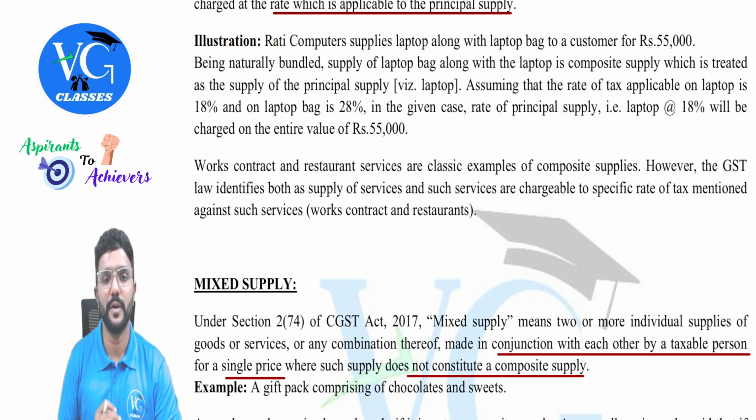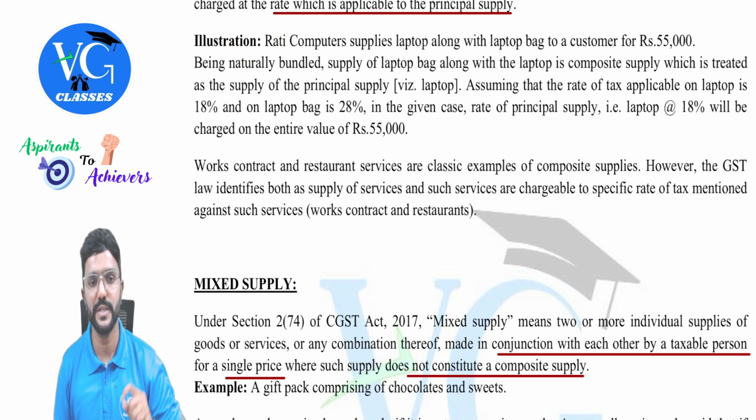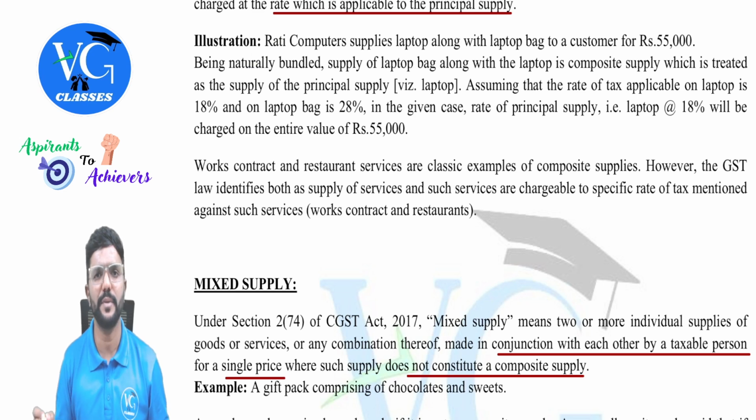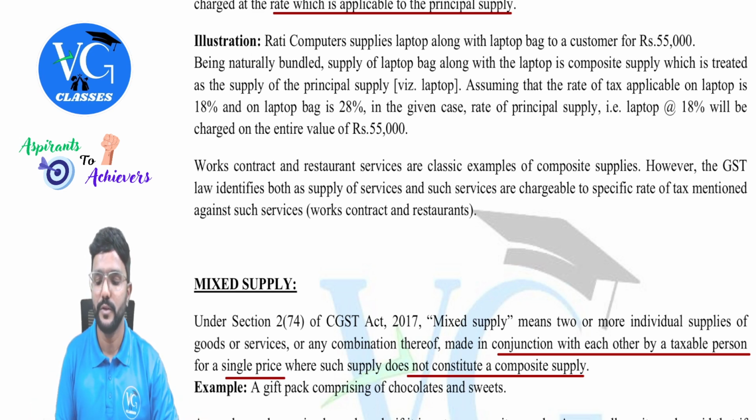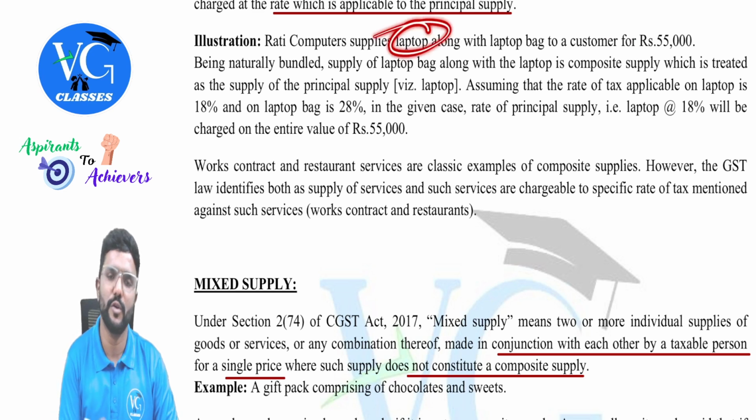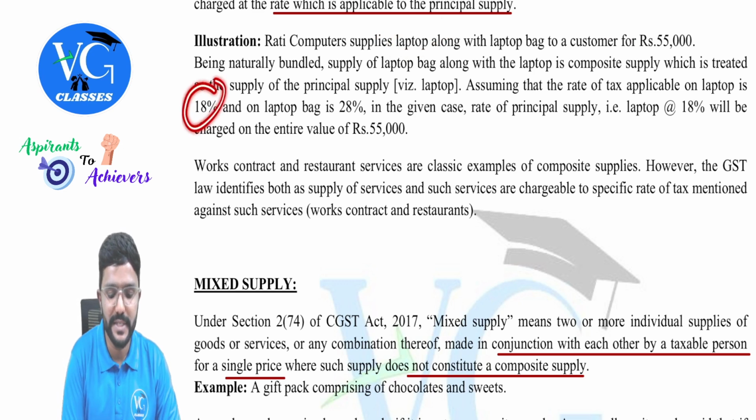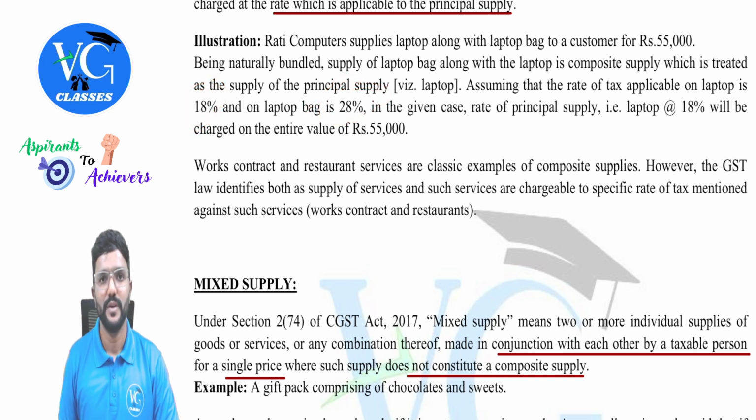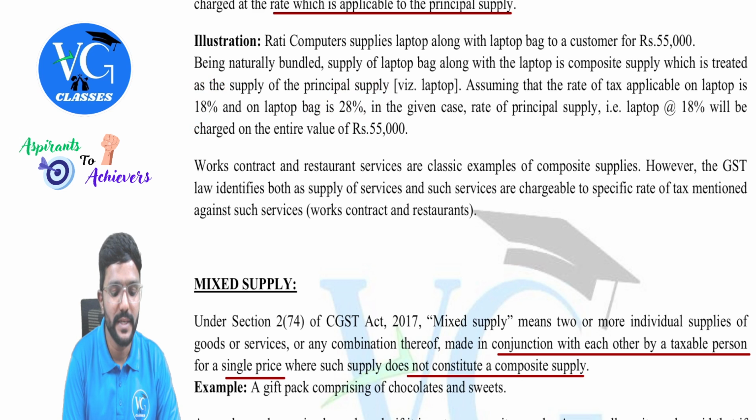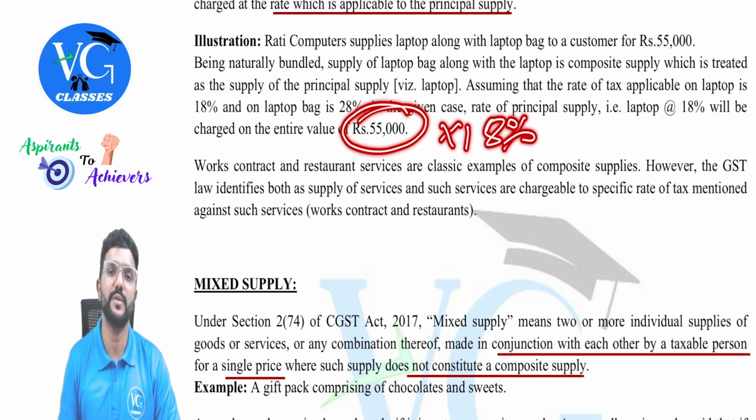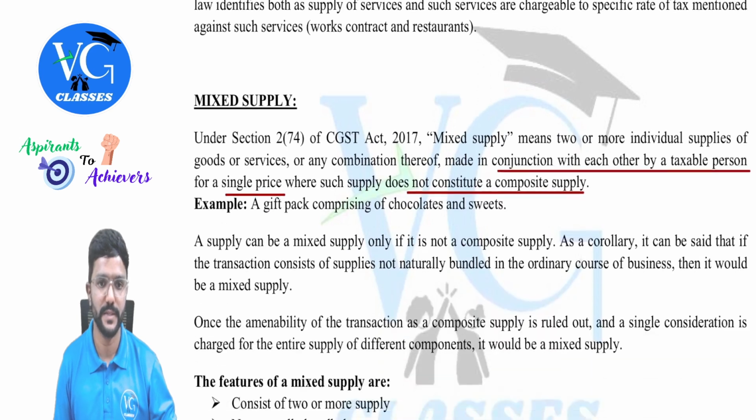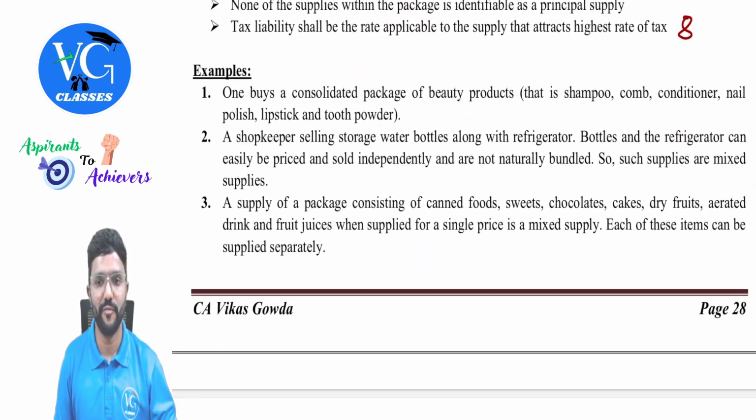Rathi Computer supplies a laptop along with a laptop bag to a customer for 55,000, being naturally bundled. Okay, laptop along with laptop bag. Is it naturally bundled? Yes, sir. So both are supplied for 55,000. As they are naturally bundled, it is a composite supply. Which is the principal supply, sir? Of course, laptop. And assume the rate applicable for laptop is 18% and laptop bag is 28%. What is the rate applicable for the principal supply, guys? 18%. So on the entire 55,000, 18% GST would be levied. Got it? Yes.